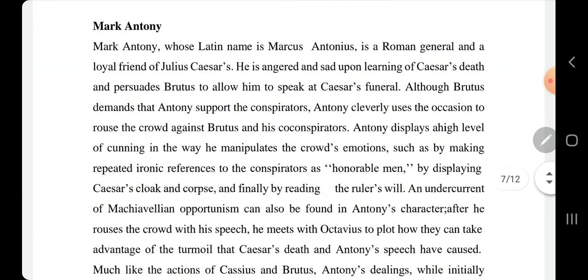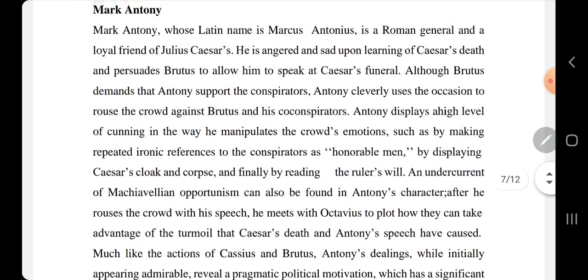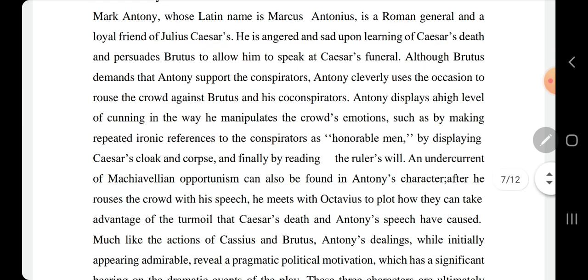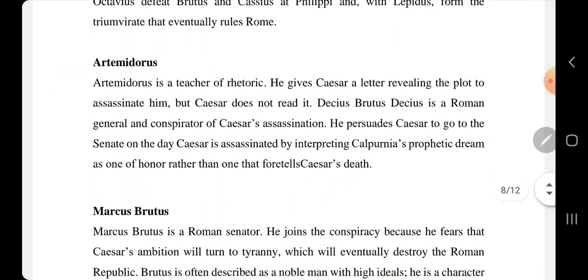We have another character, and his name is Mark Antony. His name in Latin is Marcus Antonius, and he is a Roman general, and he is a very loyal friend to Julius Caesar. We will come to this character also later, and we will see how he is such a loyal friend to Julius, and what he did after Caesar was assassinated.